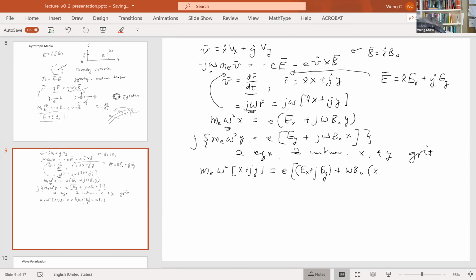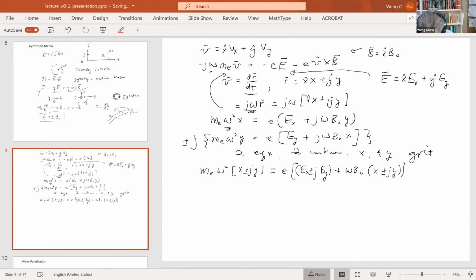X plus J, Y, this is what I want to say, okay? I might have a sign error here, but I'm not sure where the sign error is coming from. Okay, just multiply by J and add them. And then you can do the same and multiply by minus J and add them. You get two equations that look like this.